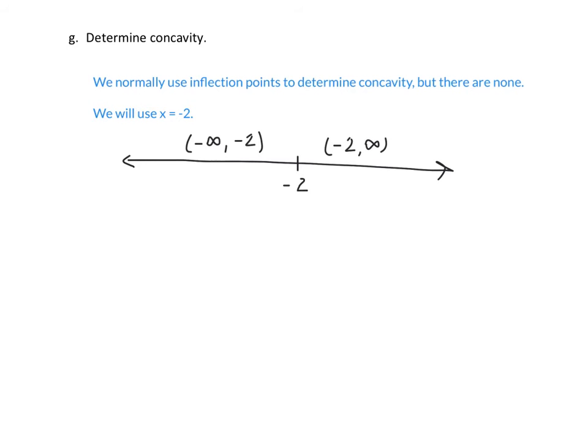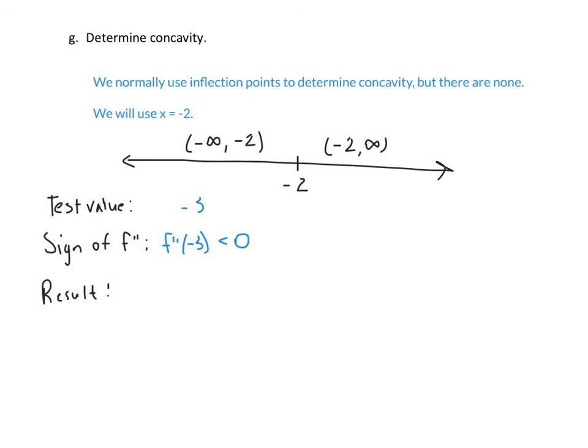We'll pick test values out of each of these intervals and determine the sign of the second derivative. Recall that when the second derivative is negative, we are concave down, and when the second derivative is positive, we are concave up. So in the interval negative infinity to negative 2, I could choose negative 3 as a test value. If we plug negative 3 into the second derivative, f double prime of negative 3, we get a negative value. It is less than 0. So since the second derivative is negative, the function is concave down on this interval.